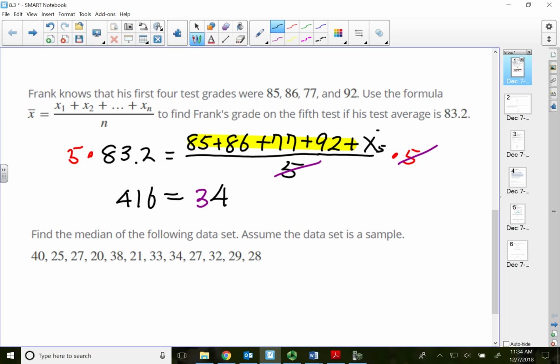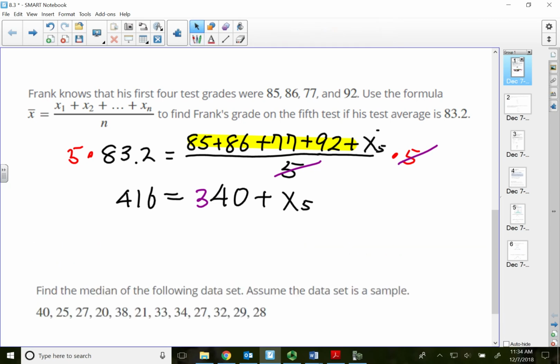So basically what the 416 means is, in order to get an 83.2 average, that means the total points you earn is 416. So right now from the first 4 tests, he already got 340 points. So what does he need to make on the 5th test, called x of 5, in order for him to obtain the 83.2 average?